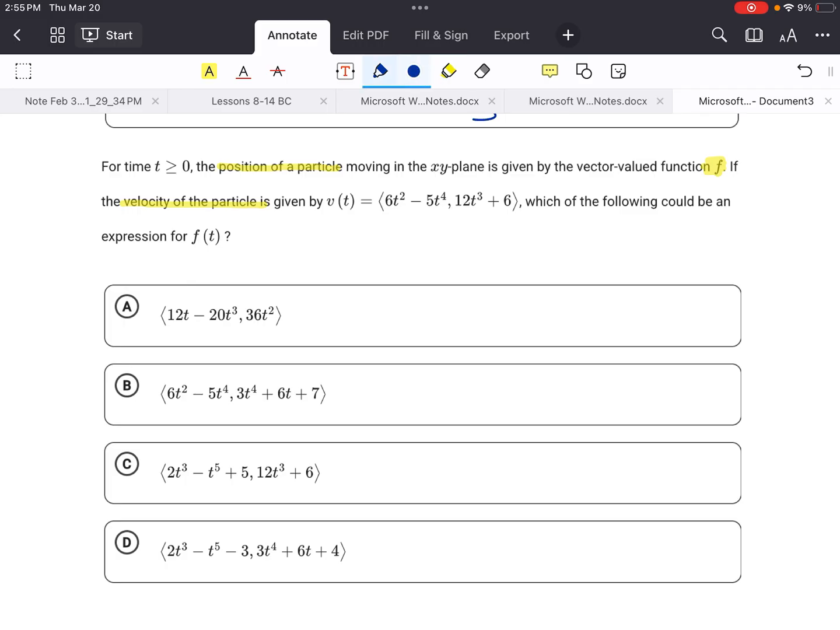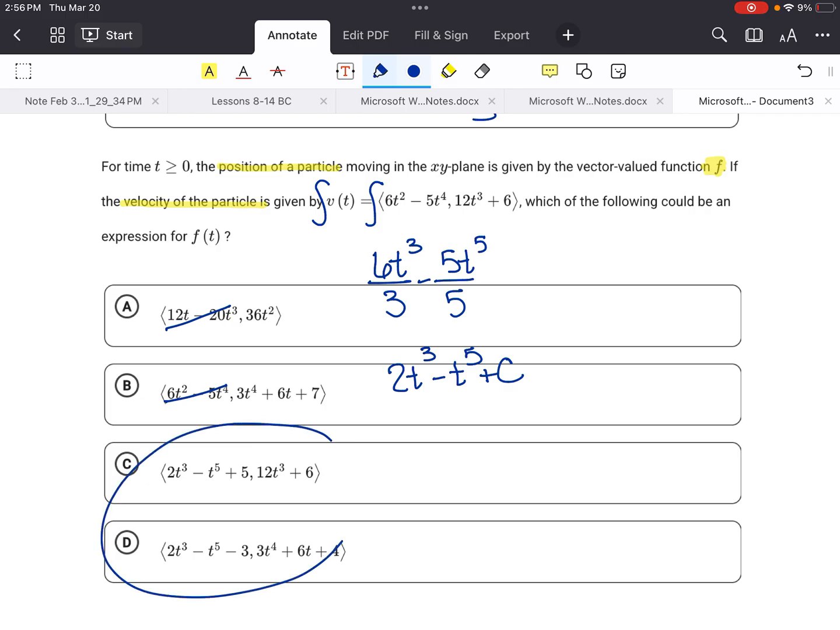So I need to do the antiderivative, the integral of each of those: add 1 to the exponent, divide by the new exponent. So that simplifies to 2t cubed minus t to the 5th, and then there would be a plus c out there. And so, let's see, not that one, not that one. Got to think about those.